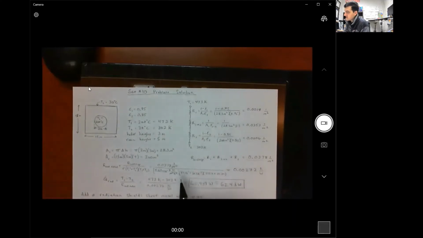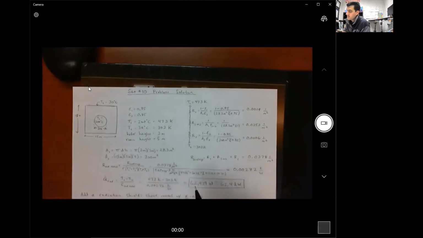What we're going to do to calculate our R rad total is to take the surface and space resistance and divide by the Stefan-Boltzmann constant times the quantity T1 squared plus T2 squared times the quantity T1 plus T2. Remember, those have to be in Kelvin. So I plug those numbers in here. Here is the surface and space resistance from here. And here's the Stefan-Boltzmann constant, 5.67 times 10 to the minus 8th watts per meter squared per Kelvin to the 4th. And then I do my calculation here with the temperatures, 473 Kelvin squared, and that's the whole thing, 473 Kelvin.